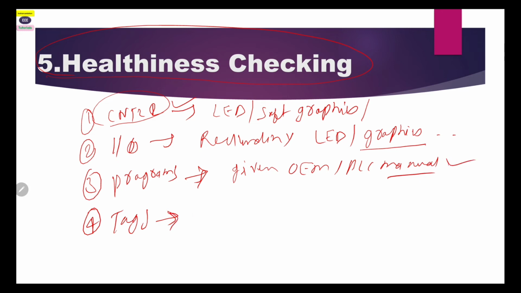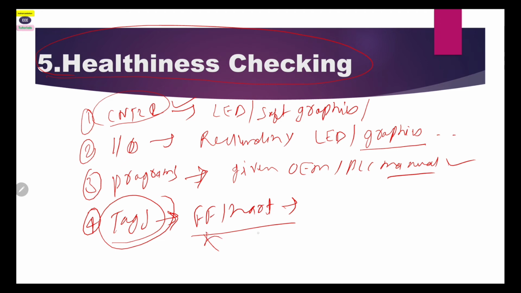Now the tags, because in FF or HART or it may be other protocol based tags, you should know how the tags' healthiness can be checked. Because in FF there are a lot of parameters you need to check, but in HART you should know only the 4-20 milliampere signal. So this is also very important. You should know the healthiness checking of the tags.